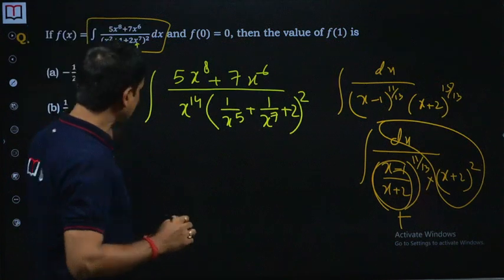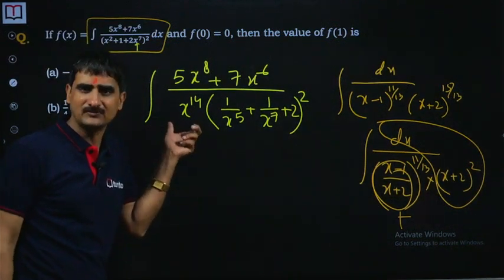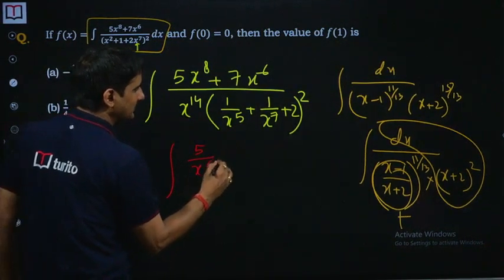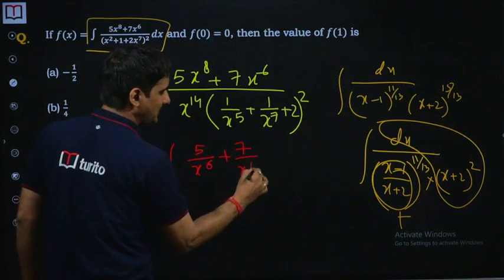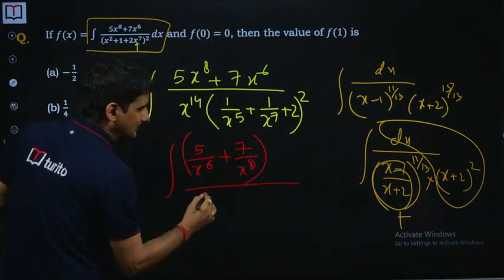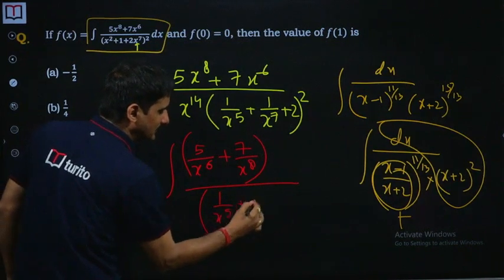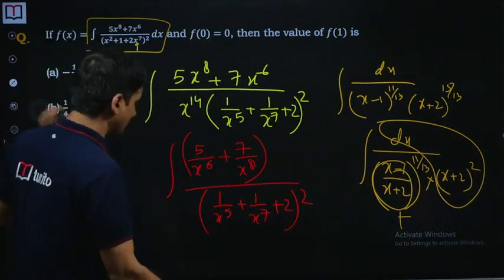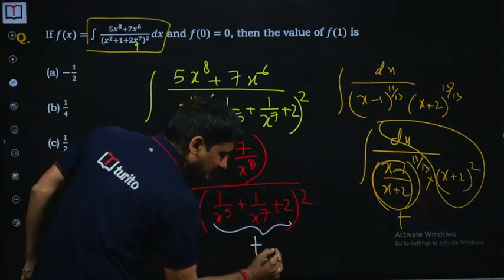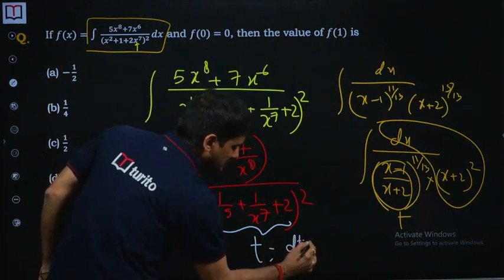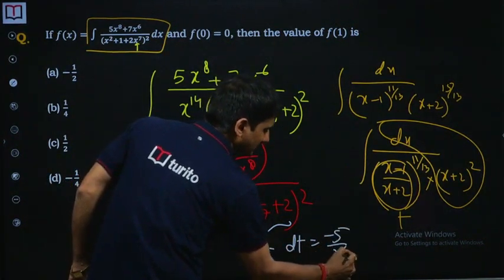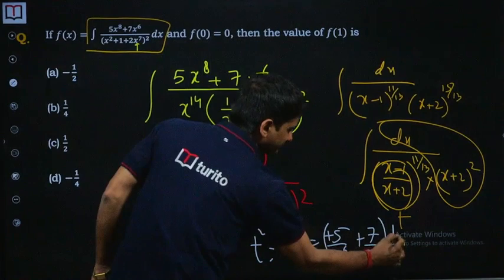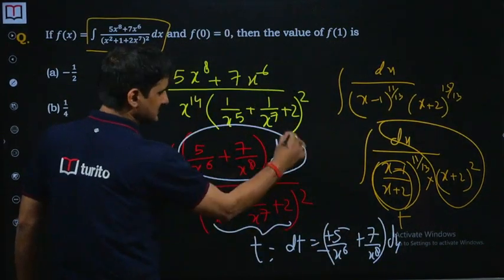Now as I said, take the common factor from the denominator to the numerator. So what do we get? 5 upon x raised to power 6 plus 7 upon x raised to power 8, and that's it, over 1 upon x raised to power 5 plus 1 upon x raised to power 7 plus 2, whole square. Now I think all of you got it. If I replace it by t, then dt is what? Minus 5 upon x raised to power 6 minus 7 upon x raised to power 8, and minus if I take common, dx. So that's your minus dt.